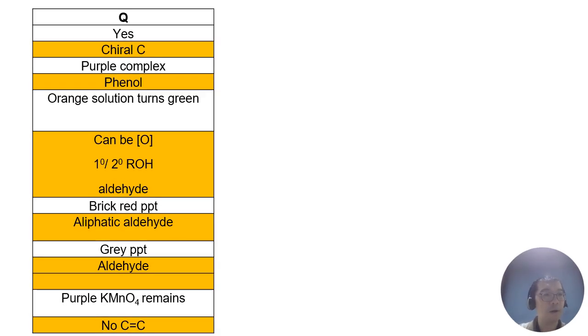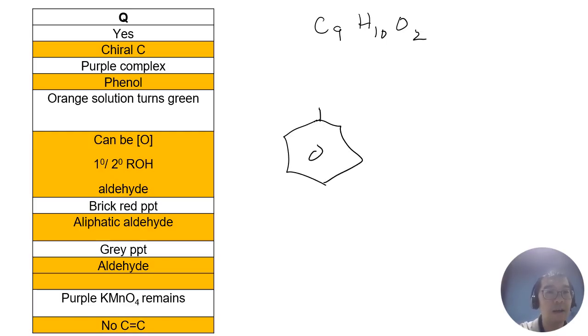Let me bring you through how to solve for Q. Again, let's start by writing down the molecular formula C9H10O2. So the first thing I will draw is the phenol functional group because it gives a purple complex with neutral FeCl3(aq). So a phenol already accounted for 6 carbon atoms. So please bear in mind that there are 3 other carbon atoms that you can put in.